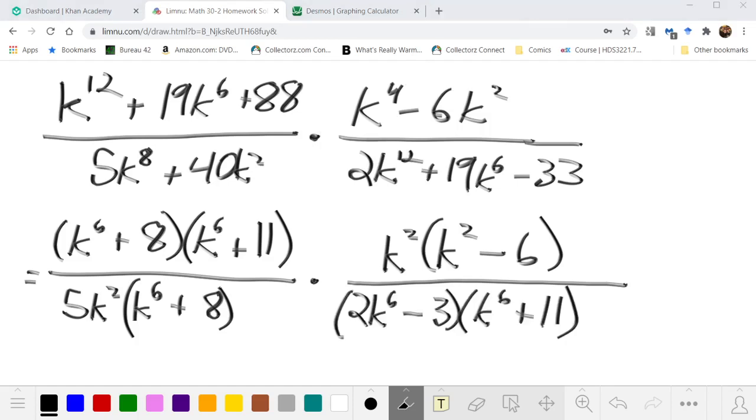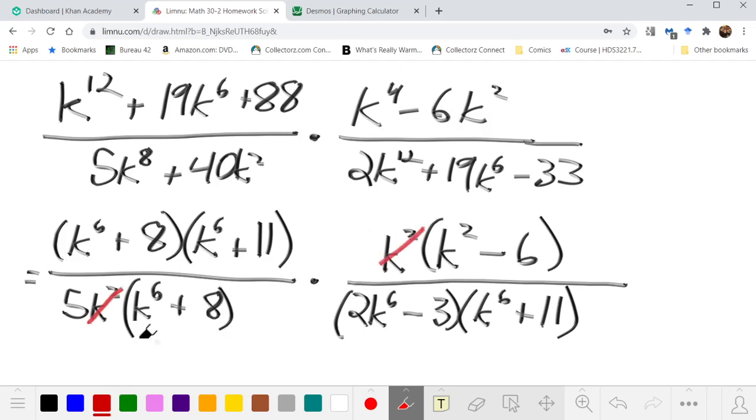So recognizing that 11 is a factor of 33, and working under the hope that we're going to be able to cancel this other term, I was able to show that this factors to 2k to the 6 minus 3 times k to the 6 plus 11. That gives us a negative 3 plus 22, or a plus 19 for the cross term, negative 33, and a positive 2. Now we do our cancellations.